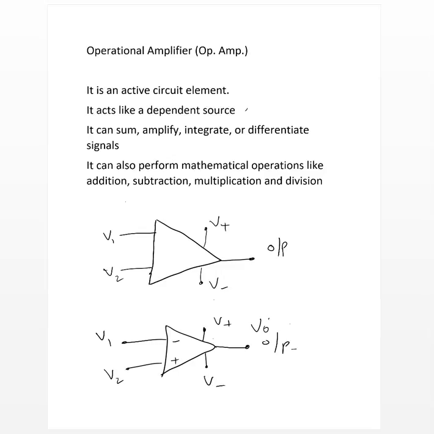Okay, we're going to talk about the operational amplifier, simply called op-amp. An operational amplifier is an active circuit element. So what is an active element? An element that is able to supply power to the circuit is called an active element. Passive elements are resistors, capacitors, and inductors. But the operational amplifier is an active element.